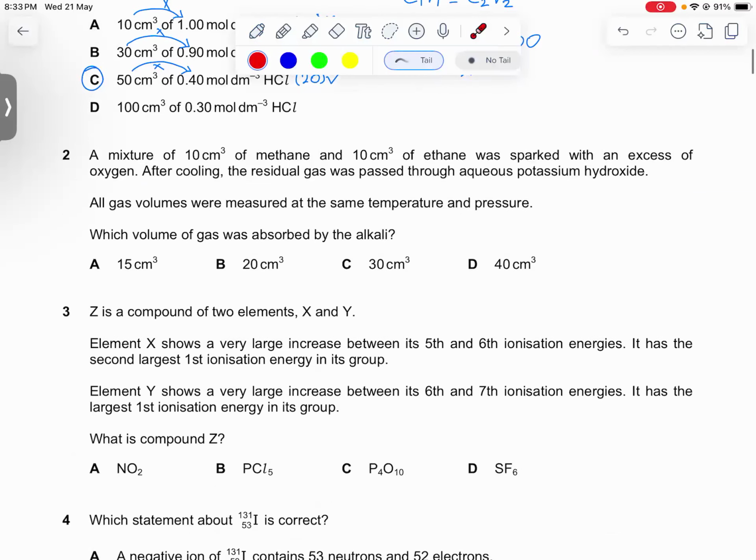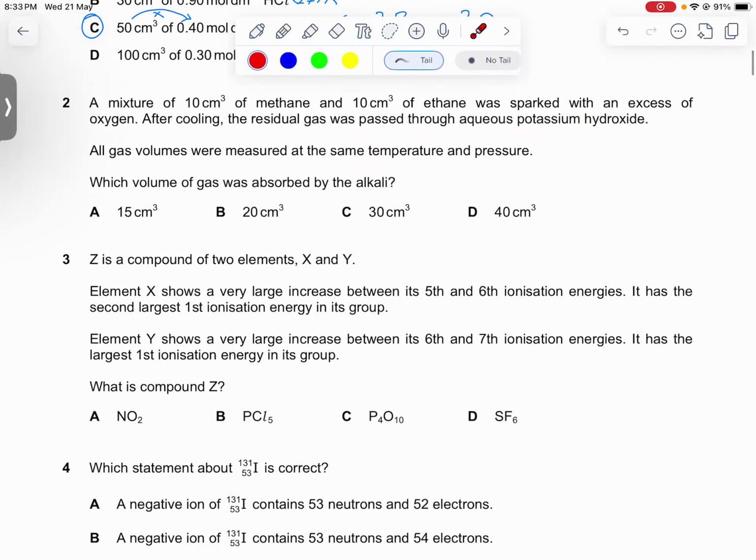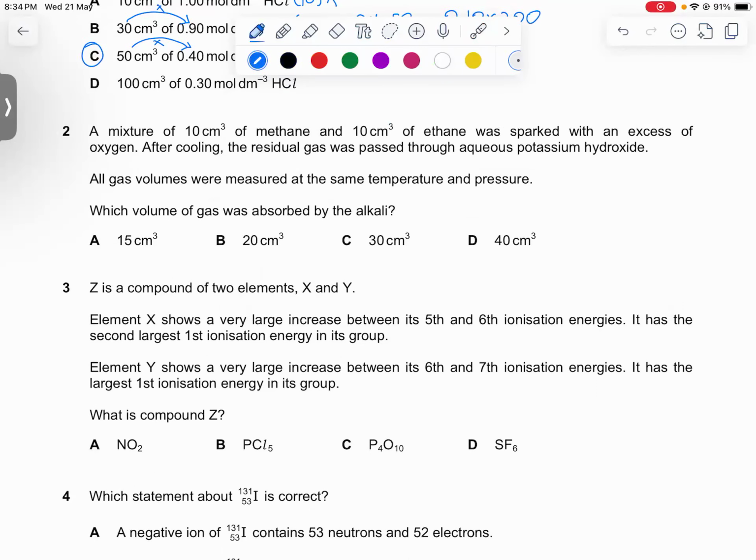All right. Next question. A mixture of 10 centimeter cube of methane and 10 centimeter cube of ethane was sparked with an excess of oxygen. After cooling, the residual gas was passed through aqueous potassium hydroxide. All gas volumes were measured at the same temperature. All right. So which volume of gas was absorbed by the alkali? Now, the very famous thing is you should remember potassium hydroxide absorbs carbon dioxide. It absorbs carbon dioxide.